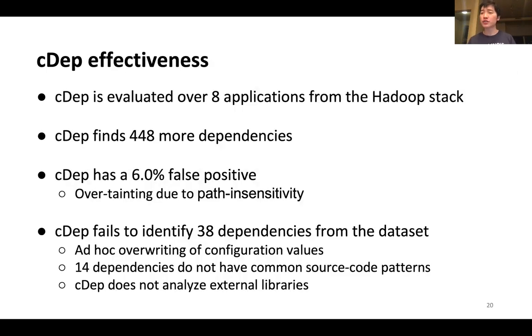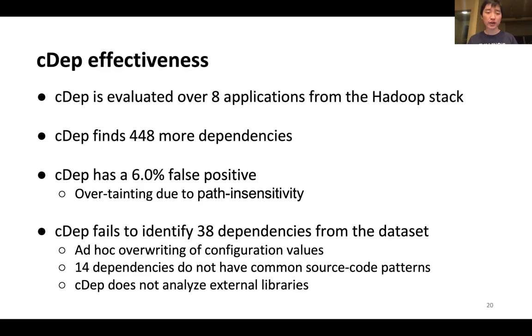So here is the final result for cDep. cDep is evaluated over 8 applications from the Hadoop stack, since currently cDep only supports Java bytecode as input. cDep is able to find 448 more dependency cases, which shows dependency is really prevalent in current software systems. cDep has around a 6% false positive rate. The main reason is over-tainting, as cDep does not implement path sensitivity.